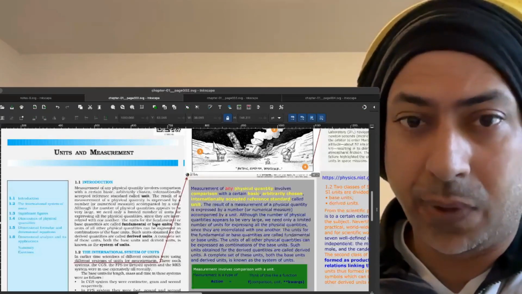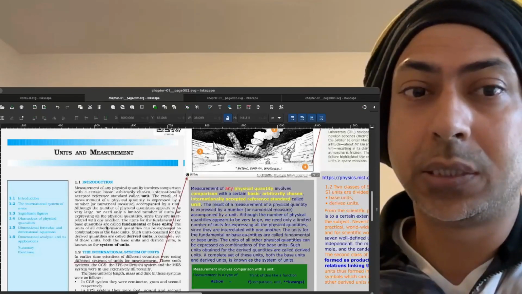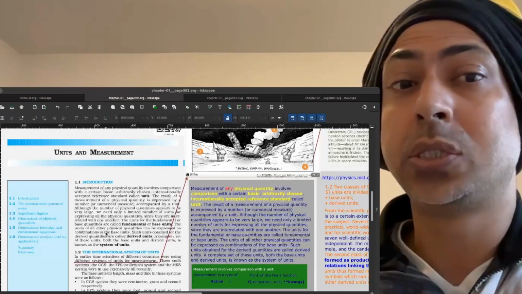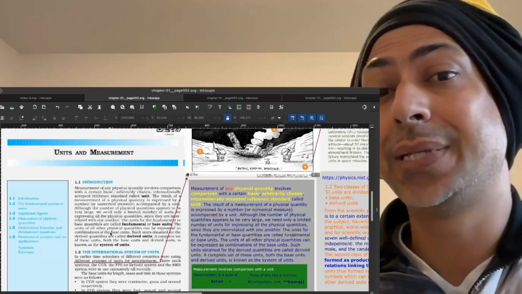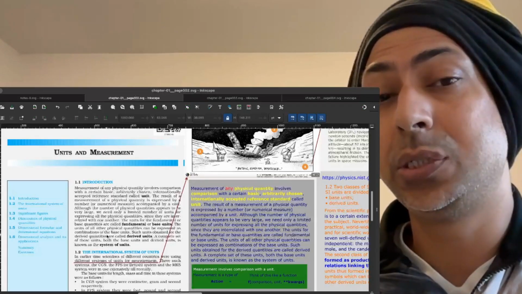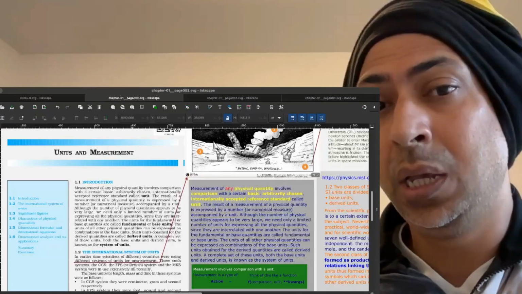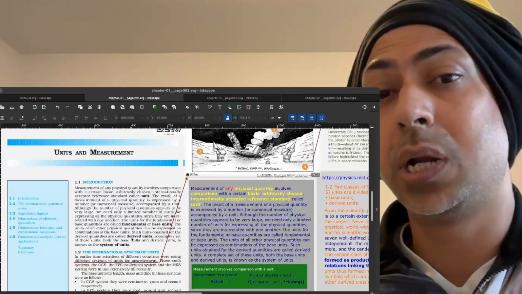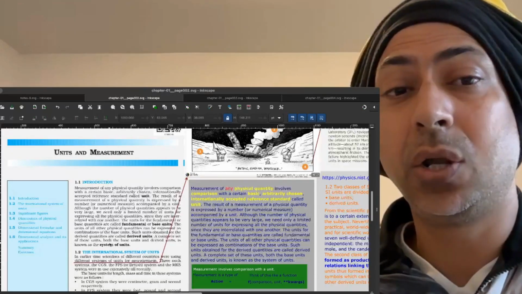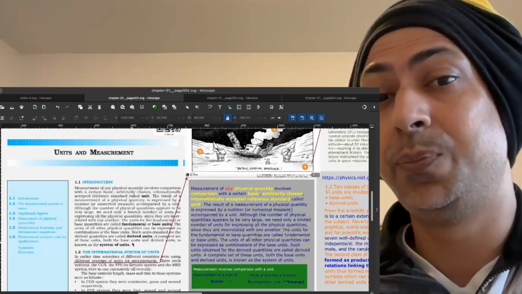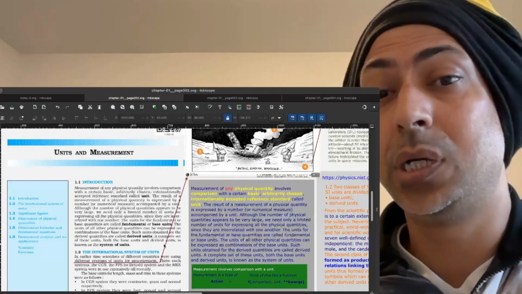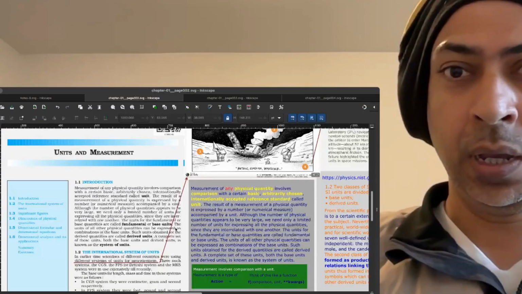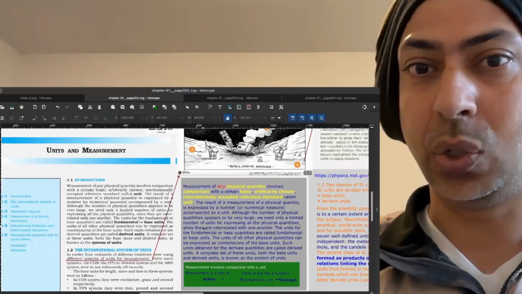The units for the fundamental or base quantities are called fundamental or base units. The units of all other physical quantities can be expressed as combinations of the base units. Such units obtained for the derived quantities are called derived units. A complete set of these units, both the base units and derived units, is known as the system of units. Now, let's take a look at it closely.